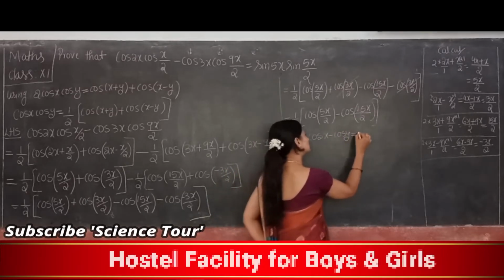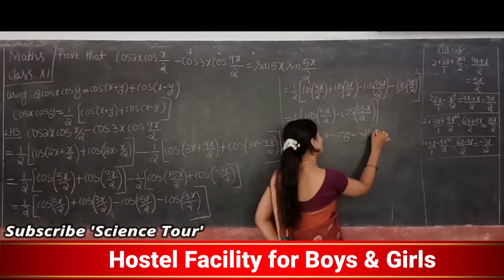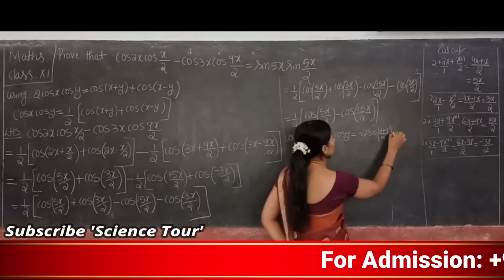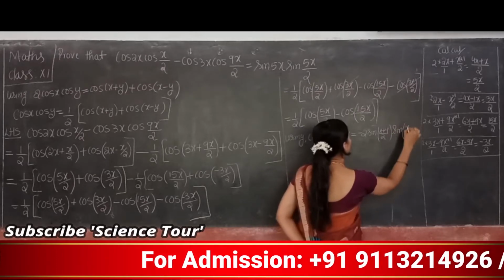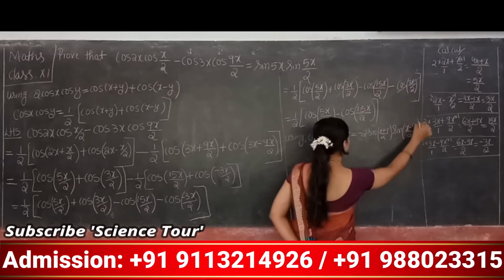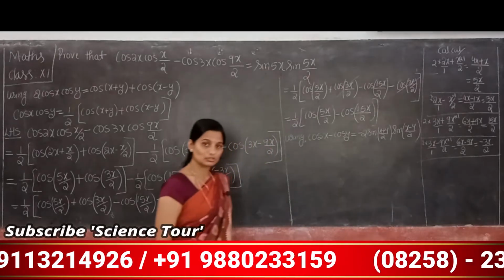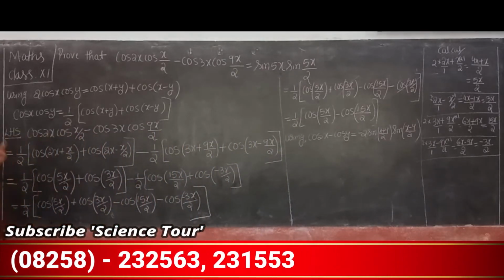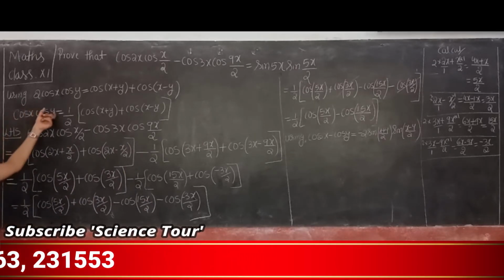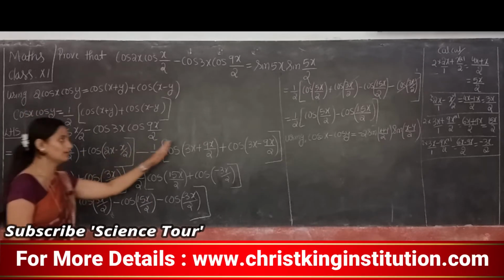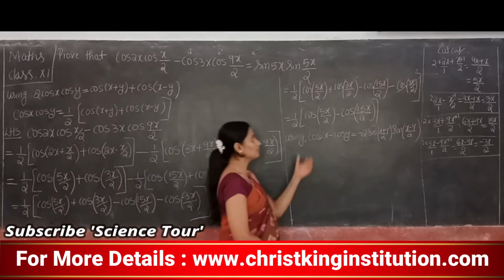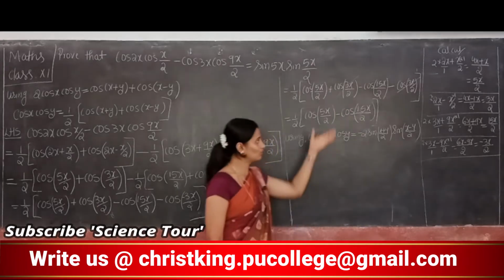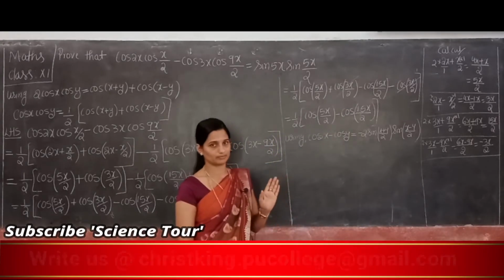So the formula is: cos x minus cos y equals minus 2 sin of (x plus y) by 2 times sin of (x minus y) by 2. So this is the formula you have to use. Understood now? How to apply this formula? See, in the beginning we used the cos x cos y formula 2 times. Next, here I am applying cos x minus cos y. By looking only you can understand the format.